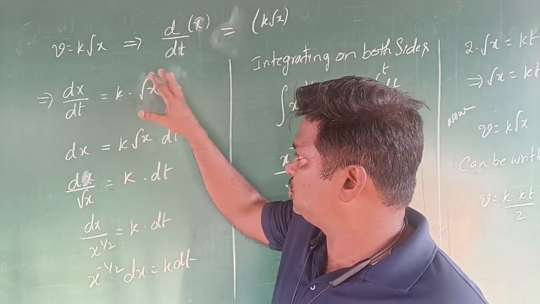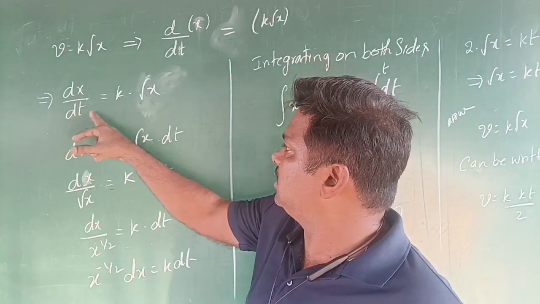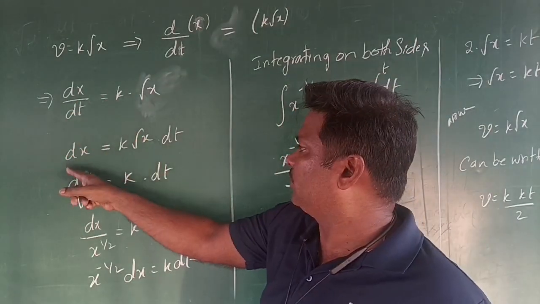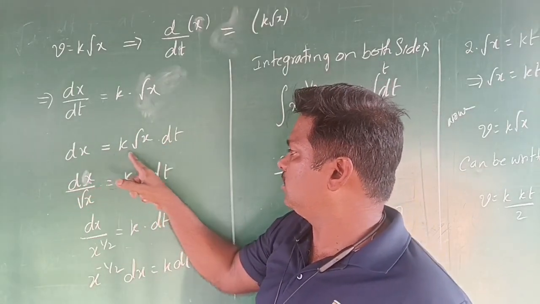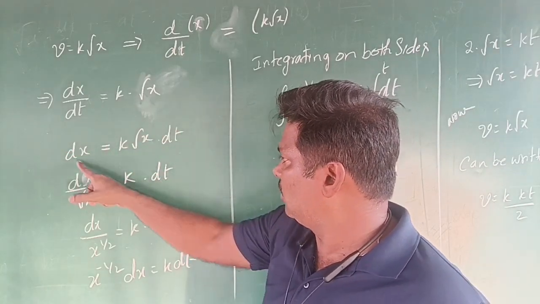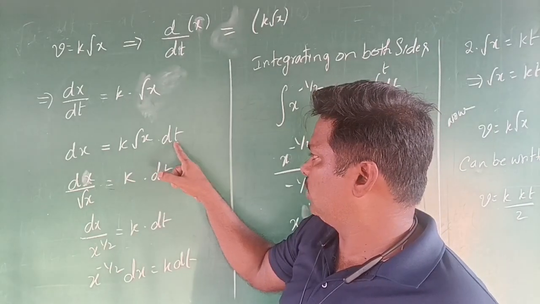Just we need to convert this into integral form. Come on, dx by dt is equal to k into root x. Bring this dt on right hand side. Then what will you get? Dx is equal to k root x into dt.